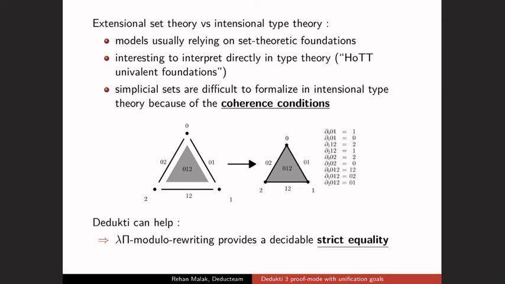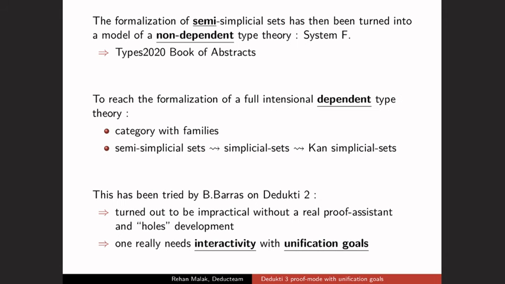And the propositional equality of intensional type theory will complicate things because you will have to prove the equality and prove the proof of equality and prove the proof of the equality, etc. This is where Dedukti can help. The equality is strict and the type checking remains decidable. So for now, we have formalized in Dedukti 3 the category of semi-simplicial sets.